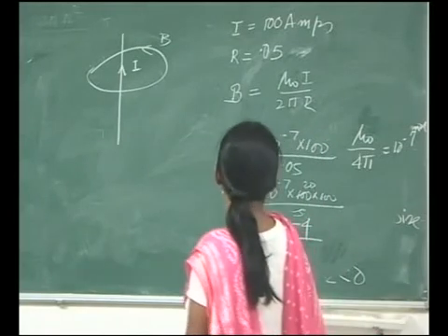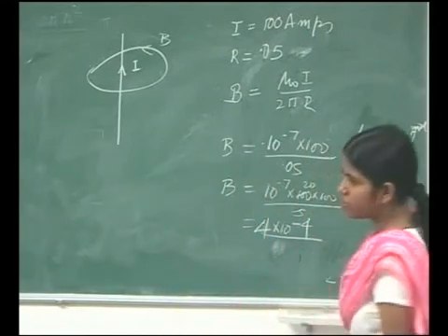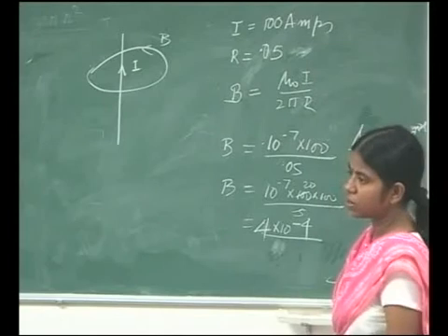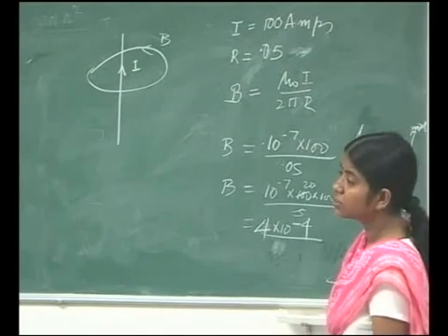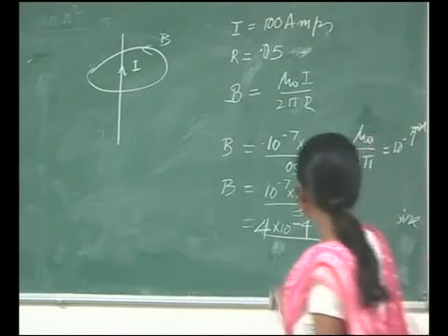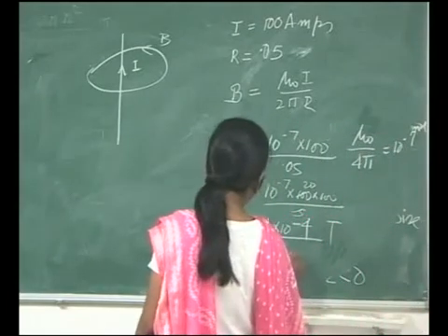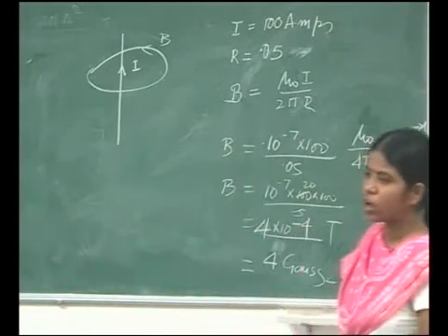Okay, this is 2 into this is 4. 4 into 10 to the power minus 4. So what is the unit? Tesla. This is a better unit. Or this is equal to 4 Gauss.